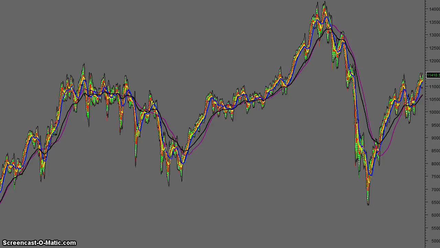Haven't done a video on the Dow for quite a while. Just having a look at things here. The two things I'm really interested in here are the black line and the purple line. The purple line is the 200-day simple moving average, and the black line is the 200-day exponential moving average. Okay. The interesting bit is basically here where the black crosses back above the purple.